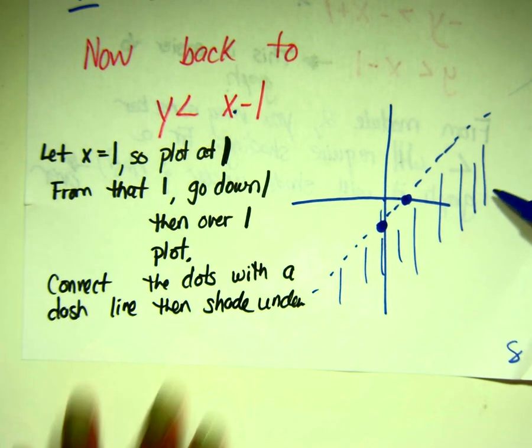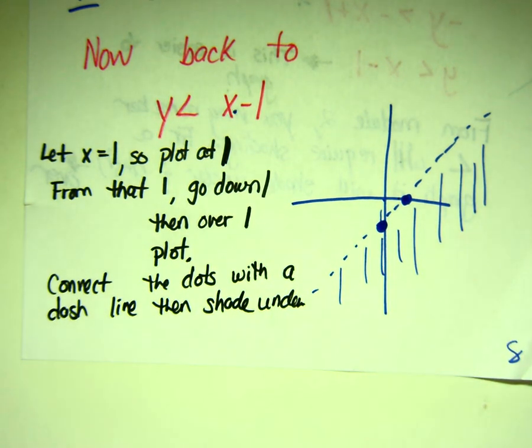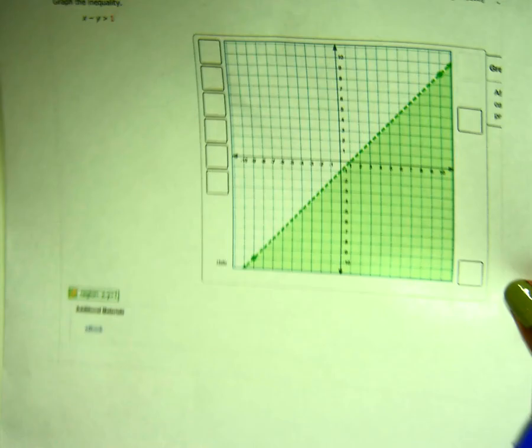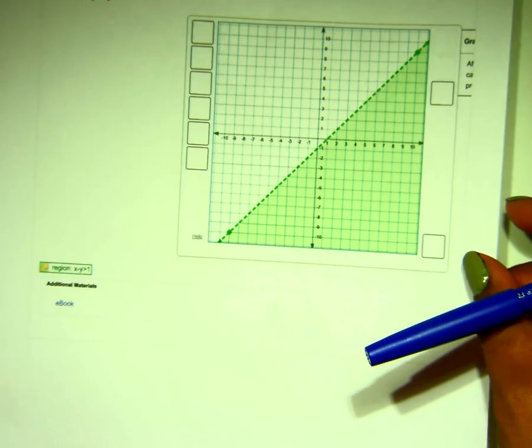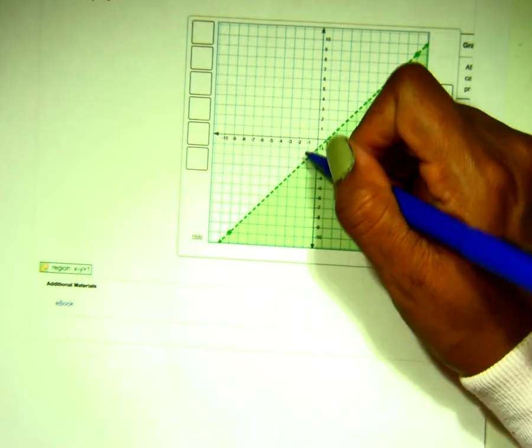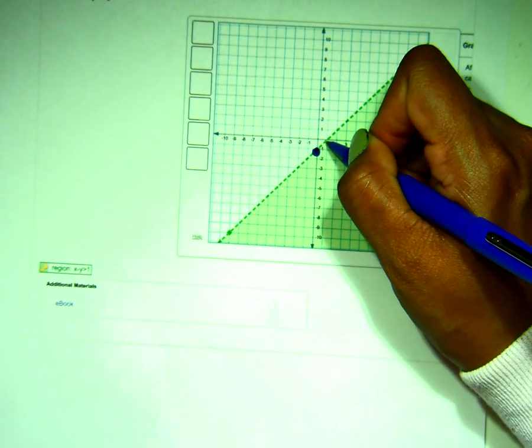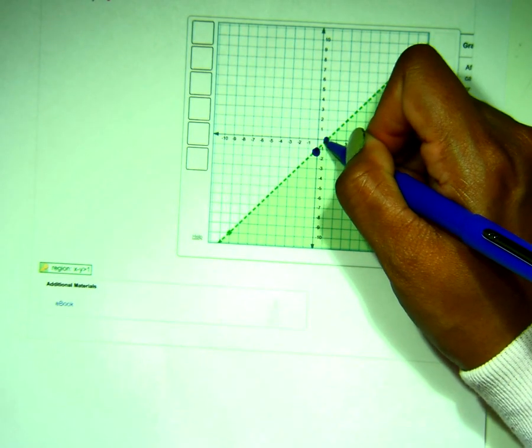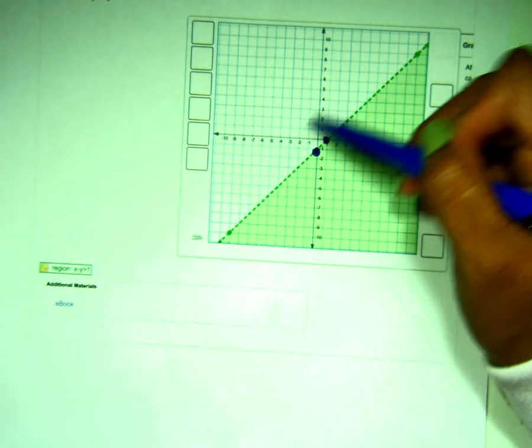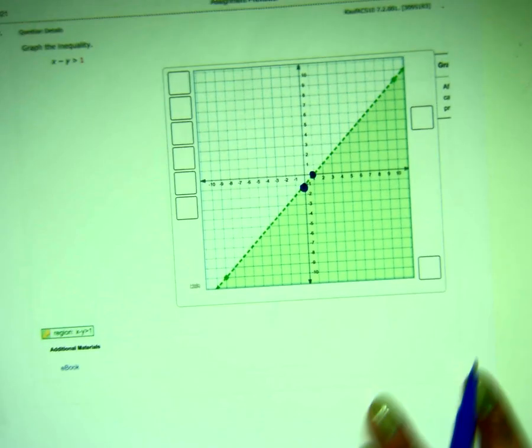Now this is just a rough sketch. Let's go back to what it's actually going to look like on the computer, which would be this. So notice how you had your y-intercept at -1. We went up 1 and over 1. Remember, you will always go right. And you connected your dots with your dashed line and shaded under. Practice makes perfect.